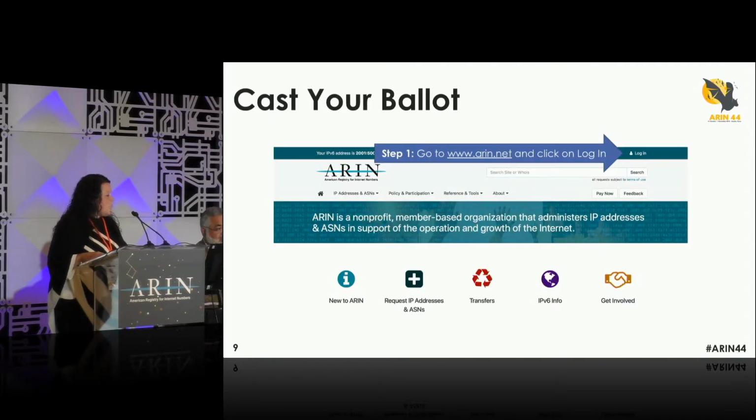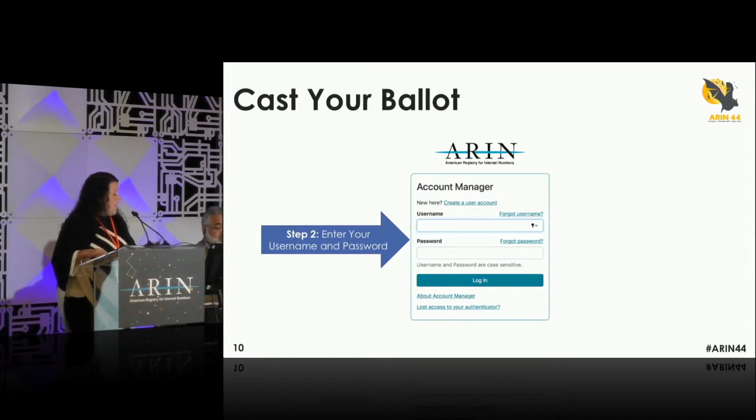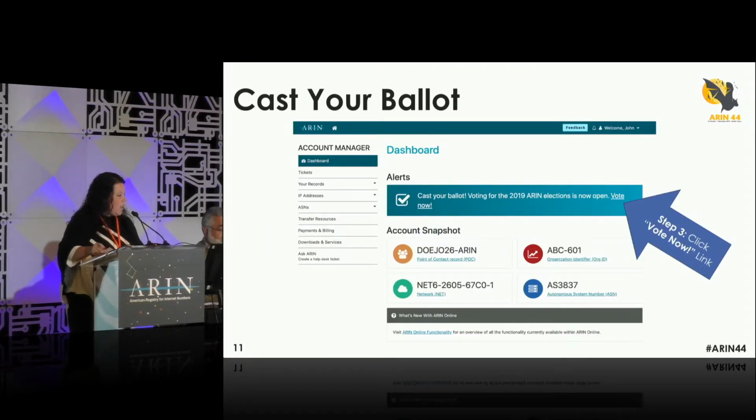As I mentioned, it's quite easy to cast your ballot. Step one, you're just going to go online to ARIN's homepage. In the upper right-hand side, there is a login key. Make sure you click on that. It will then take you to your ARIN online registration page where you will enter your username and password. From there, again, if you are a designated eligible voting contact, you will see at the top of your dashboard the message that says cast your ballot, that the elections are open, and you will want to click on the Vote Now button.